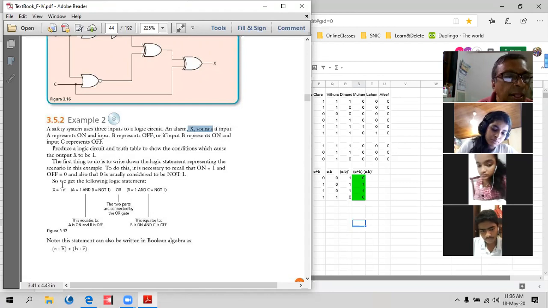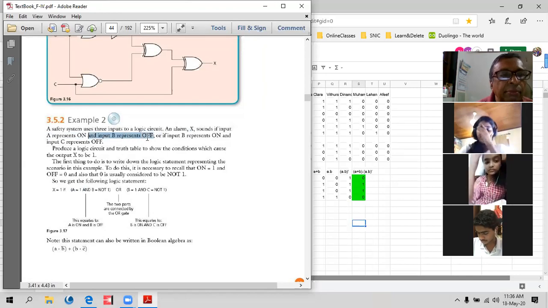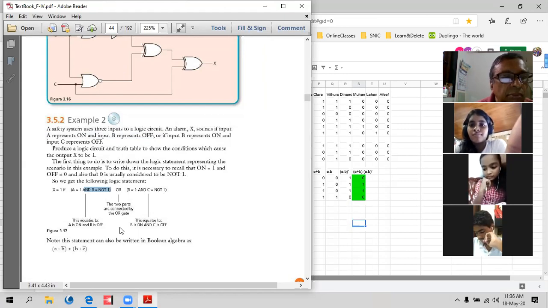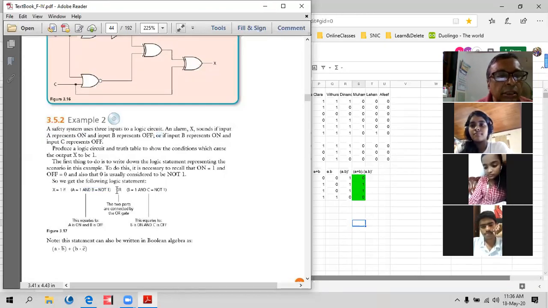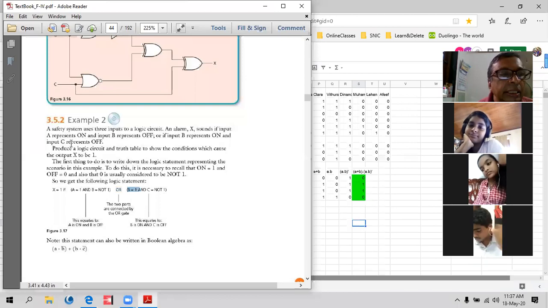If A equals 1. This is A equals 1. If A equals 1 and B equals off, means 0 or not 1. Then our big OR, the separation here. OR is here. And again open brackets because there are two inputs here. What is that? Or if input B represents on, that means B equals 1 and C represents off. That means C is not 1.